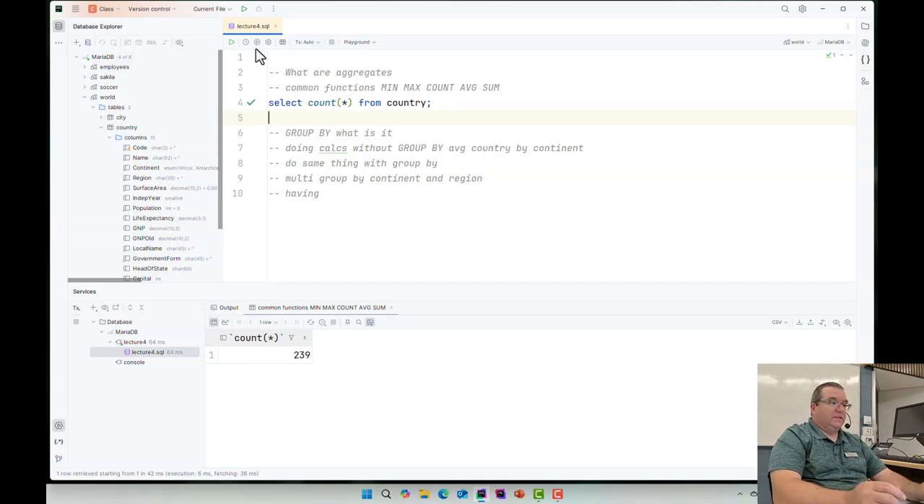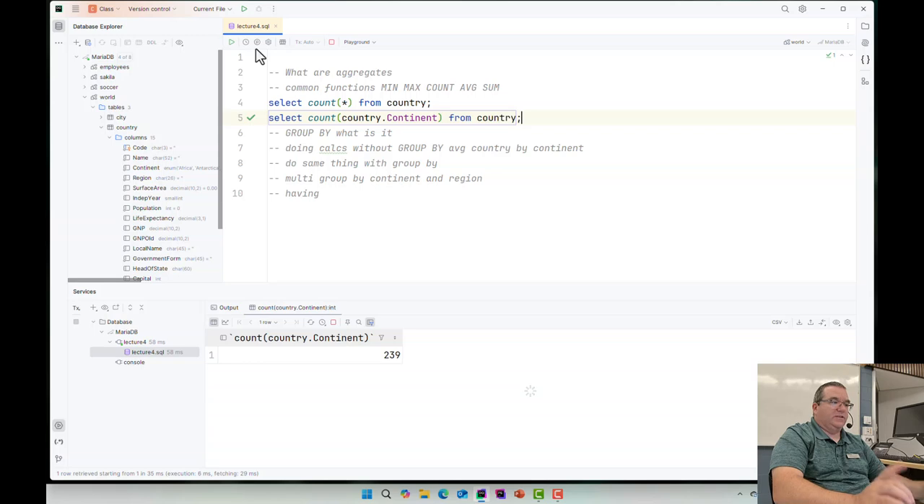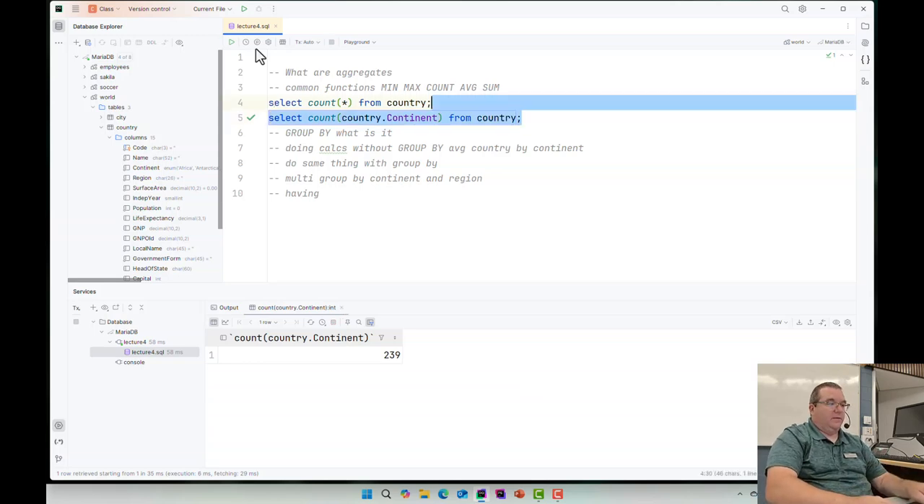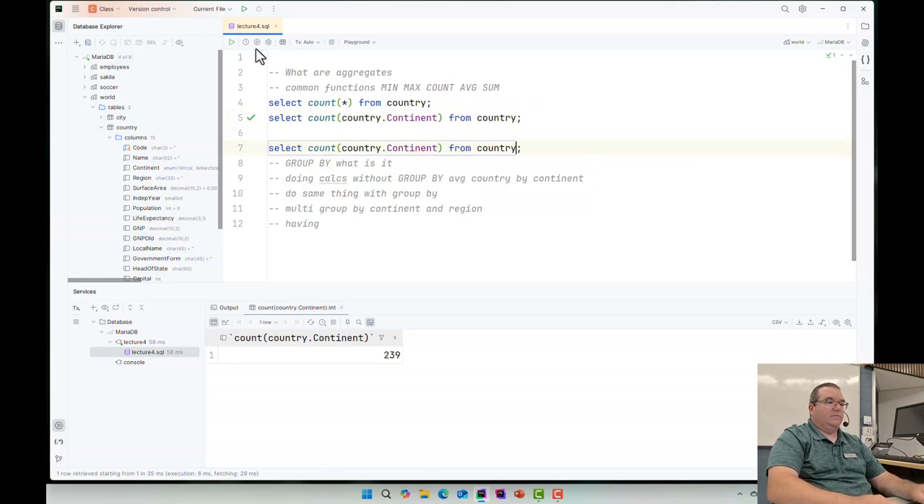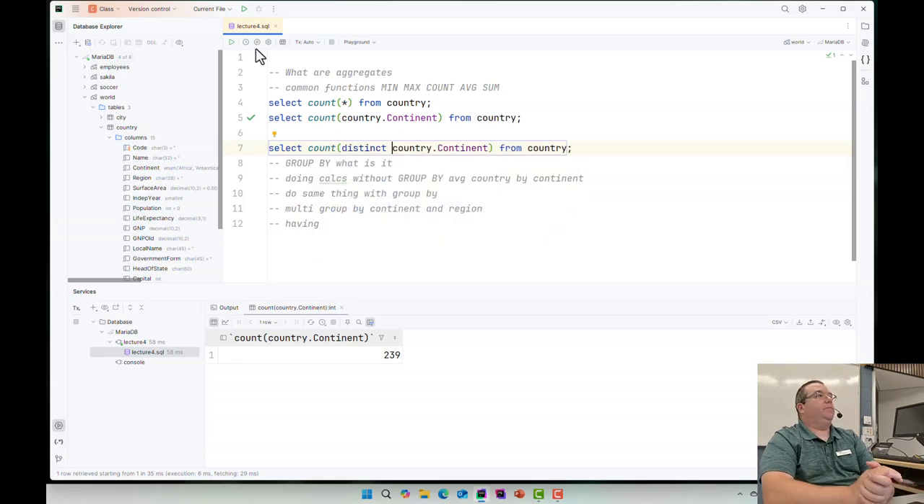We can count specific things, continent from country. And this will give us the exact same thing. However, remember last week when I talked about distinct? You can also include distinct here. And that will give us 7. Because in our database, there's 7 different continents.